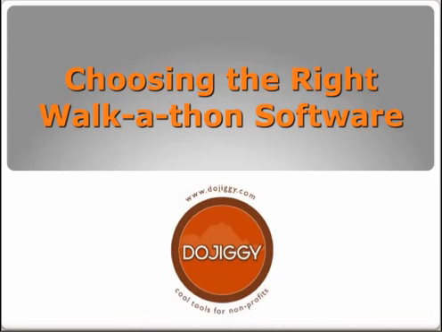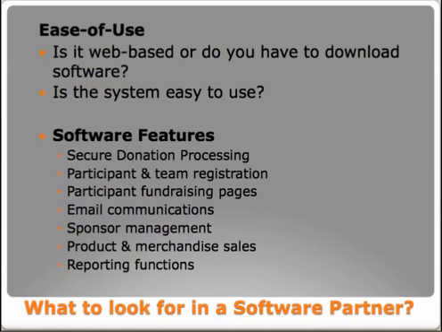Today we are going to take a look at some of the considerations you need when choosing the right Walkathon software partner. One of the first things you should consider is ease of use. Is the software web-based, or do you have to download software to your existing infrastructure, which might require collaborating with your IT? If it is web-based, that means that it is hosted somewhere that is not internal. It will be an online system and everything is hosted on a different server, so you don't have to worry about failure or anything like that.